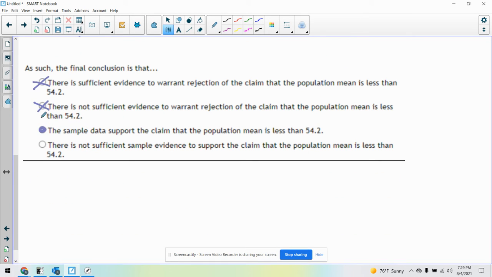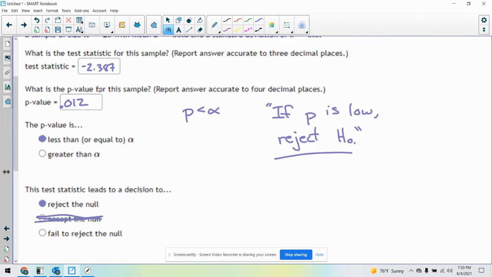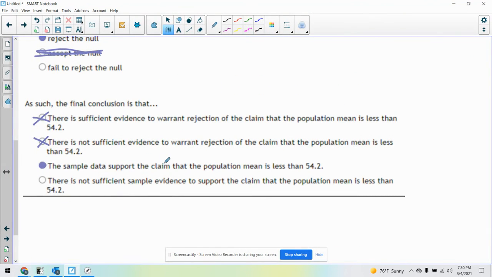These are going to be tricky. This last question here, they word them all very closely. So you're just going to have to read them extra carefully, extra slowly, and just say, okay, which one says that the alternative is what we're going with? And which one says that we're rejecting the null? So since we reject the null, we can accept the alternative. So we get mu is less than 54.2. So the sample data support the claim that the population mean is less than 54.2.